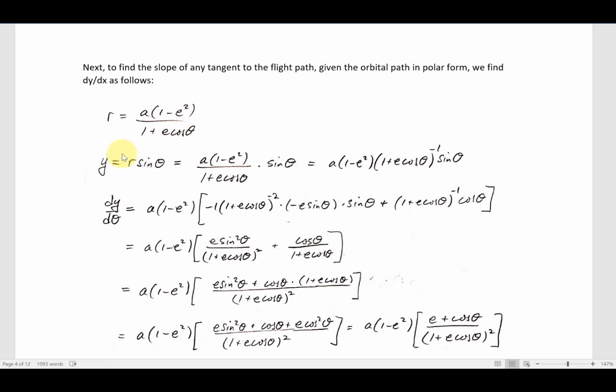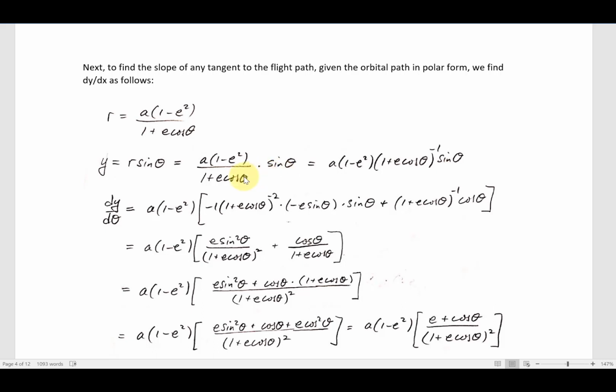So what we're going to look for is really dy/dx. And so in order to get that, I have to basically convert to rectangular coordinates. So I'm going to write y as converting from polar. The y value in the xy plane would be r sine theta. So r now is a function of the eccentricity and the semi-major axis and the angle theta. So this is r right here, r times sine theta. That converts to the y value in the xy plane.